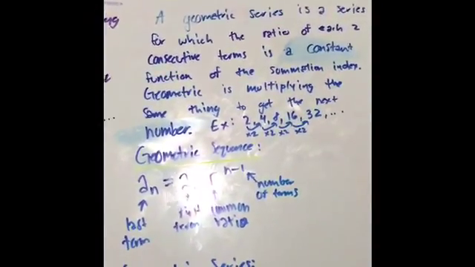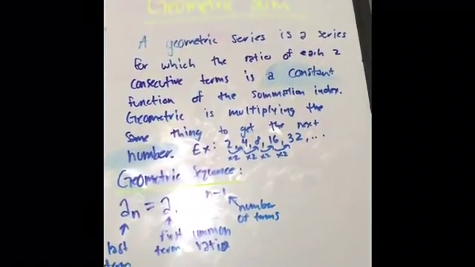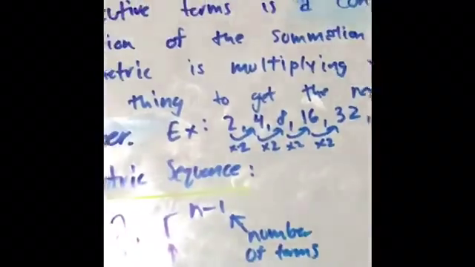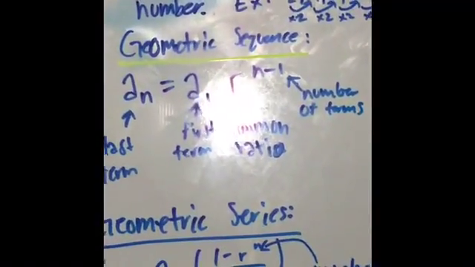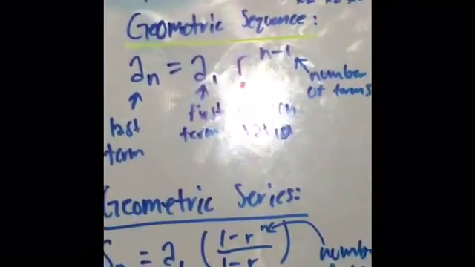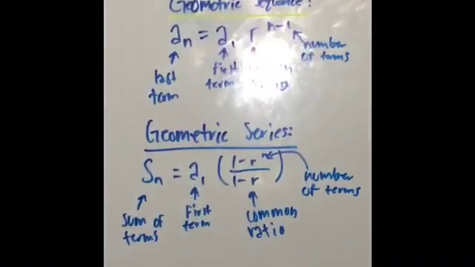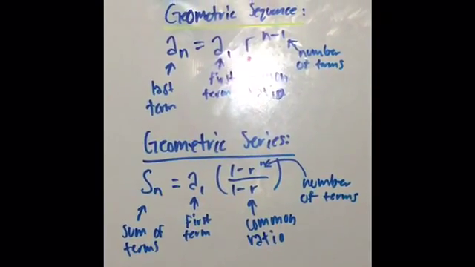Geometric sum. A geometric series is a series for which the ratio of each 2 consecutive terms is a constant function of the summation index. Geometric is multiplying the same thing to get the next number. Example, 2, 8, 16, 32. Each of those is being multiplied by 2 instead of being added by 2. Geometric sequence, a_n equals a_1 times r raised to n minus 1. Geometric series, S_n equals a_1 times 1 minus r raised to the n divided by 1 minus r.